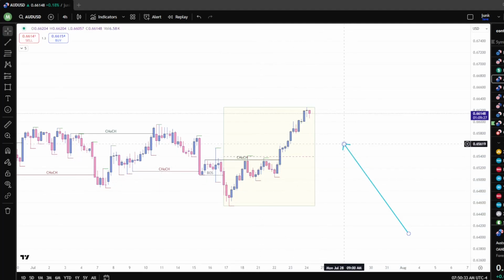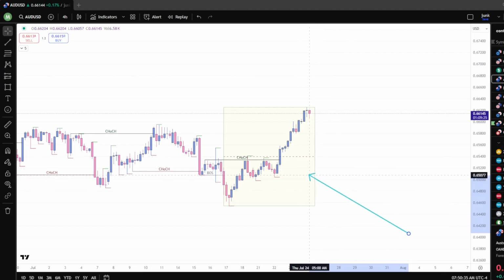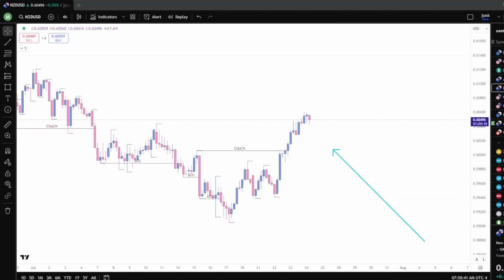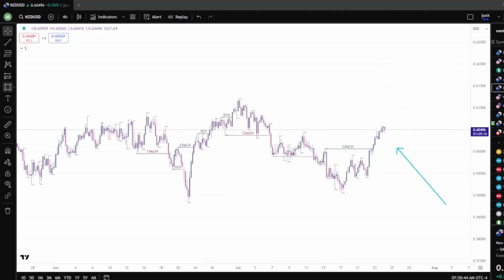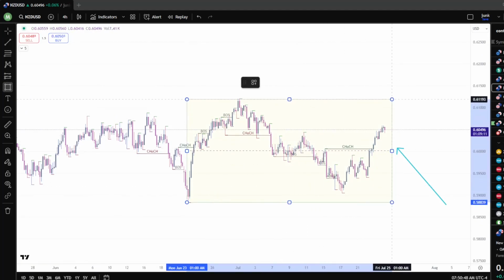If it does retrace back down to discount, I'll be looking for any type of bullish momentum shift in order to target the highs of the overall range. NZD USD. Let's go and map out the current range. And as you can see, what we've been saying.